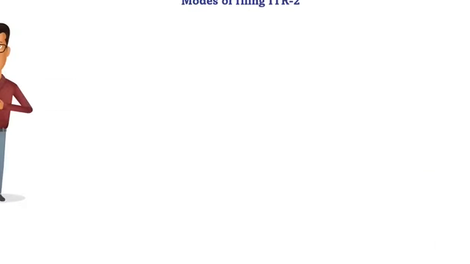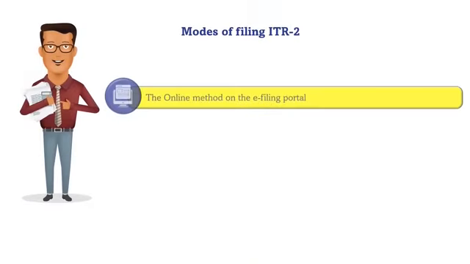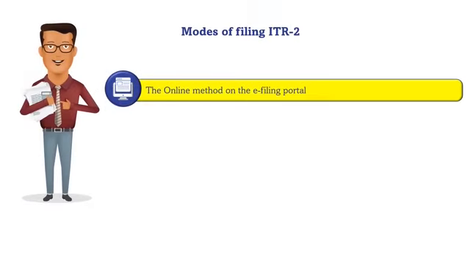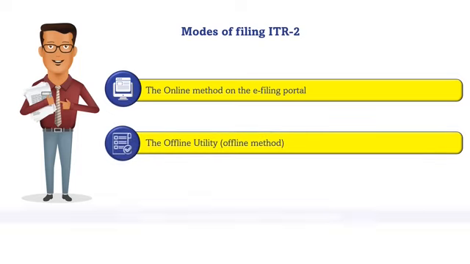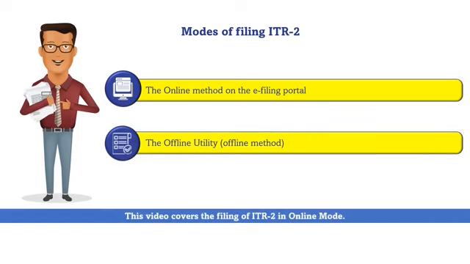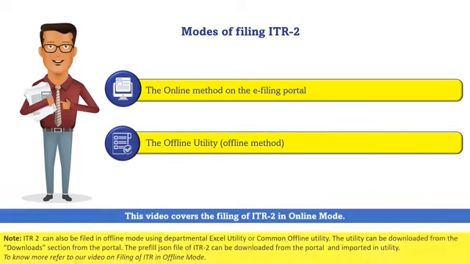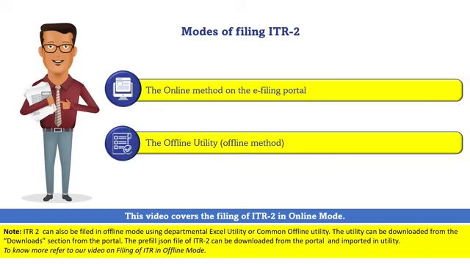Form ITR-2 can be filed either through the online method on the e-filing portal or using the offline utility. This video covers filing of Form ITR-2 in online mode. The form can also be filed in the offline mode using the departmental Excel or common offline utility. The utility can be downloaded from the Downloads section of the portal. The pre-filled JSON file of Form ITR-2 can be downloaded from the portal and imported in the utility. To know more, you may refer to our video on filing of income tax return in offline mode.